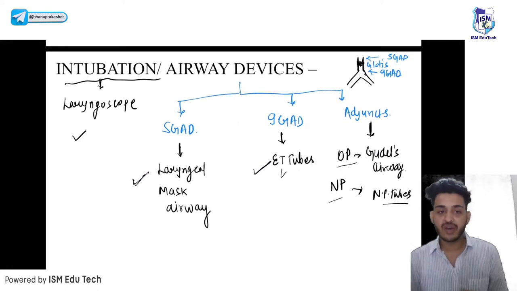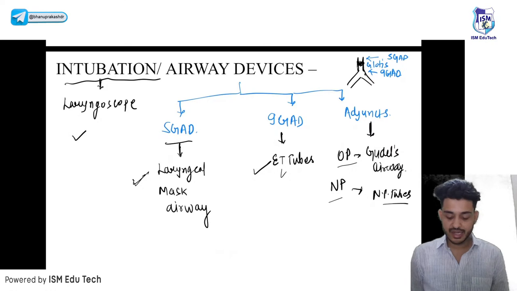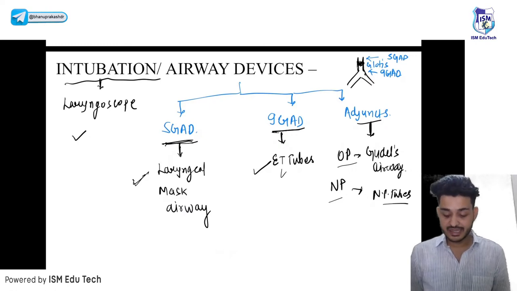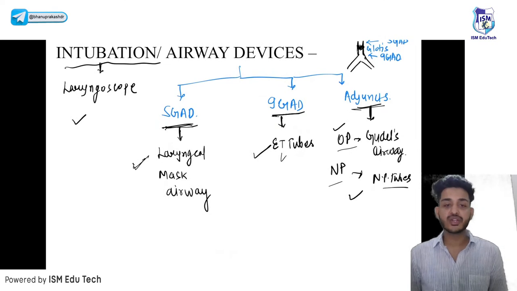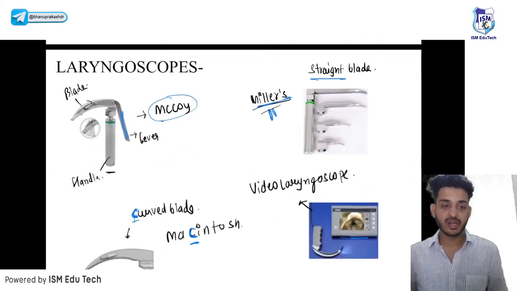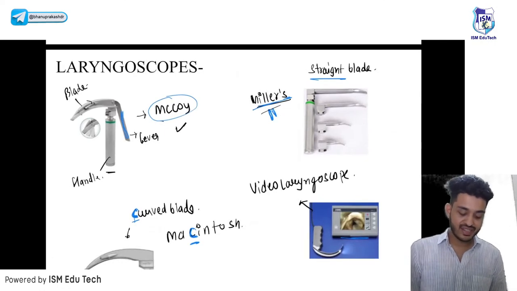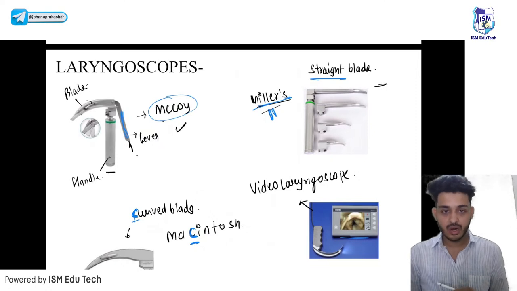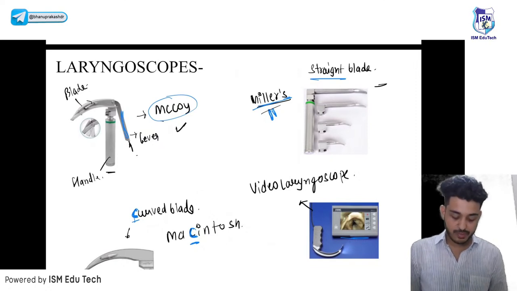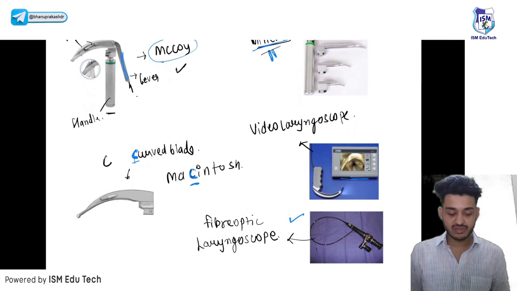For that, I will be requiring laryngoscopes and certain other airway devices. Most importantly is your ET tubes. These are your laryngeal mask airways, and in adjuncts we have Guedel's airway and nasopharyngeal tubes, ET tubes, laryngeal mask airway. How will you remember, guys? Look here. This one is your McCoy. If there is a lever, that will be your McCoy. If it is a straight blade, it will be your Miller's. If it is a curved blade, it will be your Macintosh. And the last one is the video laryngoscopy and fiber optic.